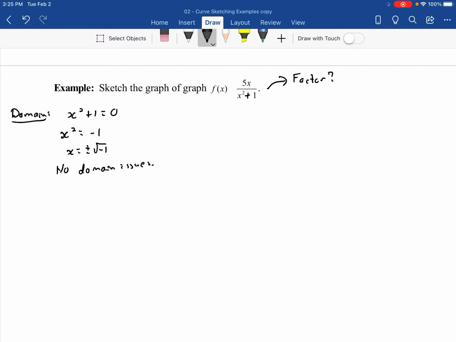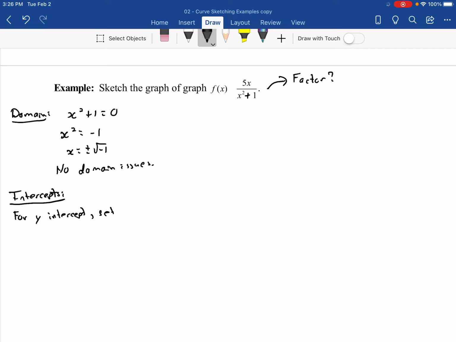Even though there was a denominator, there's no domain issues. So that's something to take note of: just because you see a denominator doesn't mean there has to be domain issues. You have to go through those steps. Now, intercepts will be the next step we'll do each time. And I always do y-intercept first because it's a little bit easier sometimes.